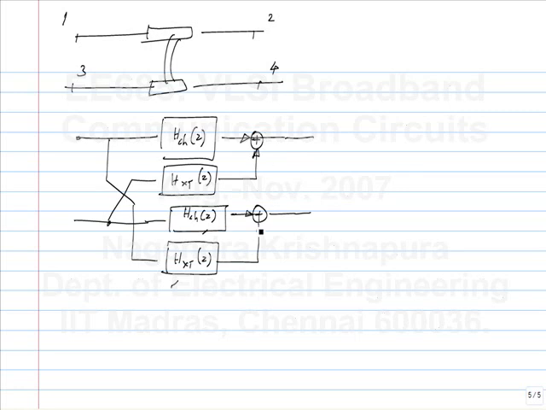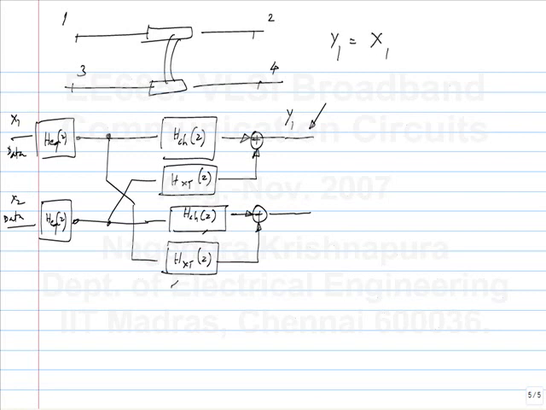Okay. So now what is it going to be? I am interested in, I have data here and I put a filter here. What do I receive at this point? What is the signal? So let me call this x1 and x2. The two data are x1 and x2 and it goes through the system. So what do I receive here? What is y1? x1 into H equalizer times the channel response plus x2 times H equalizer times the crosstalk.